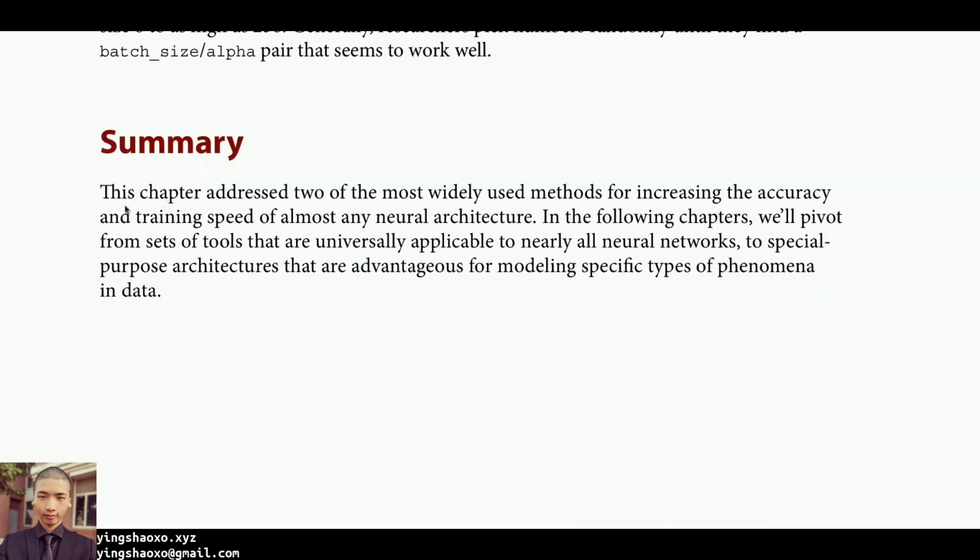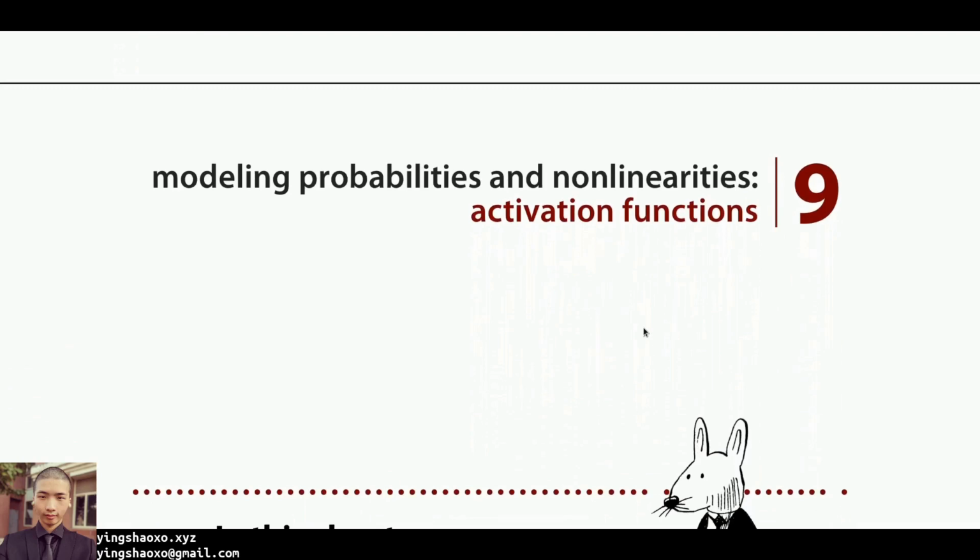To summarize, this chapter addressed two of the most widely used methods for increasing the accuracy and the training speed of almost any neural architecture. In the following chapters, we will pivot from a set of tools that are universally applicable to nearly all neural networks, to special-purpose architectures that are advantageous for modeling specific types of phenomena in data.